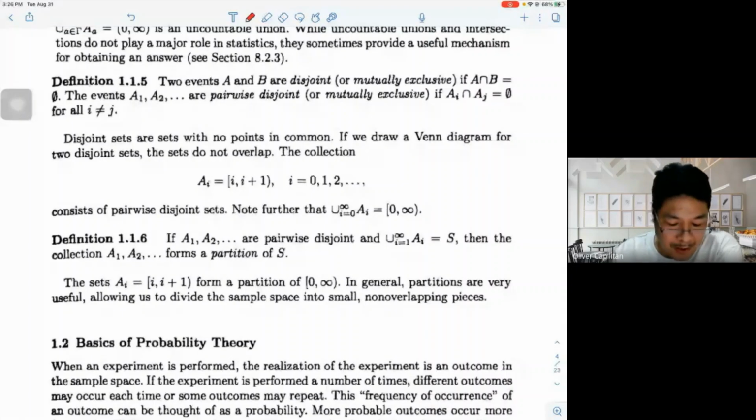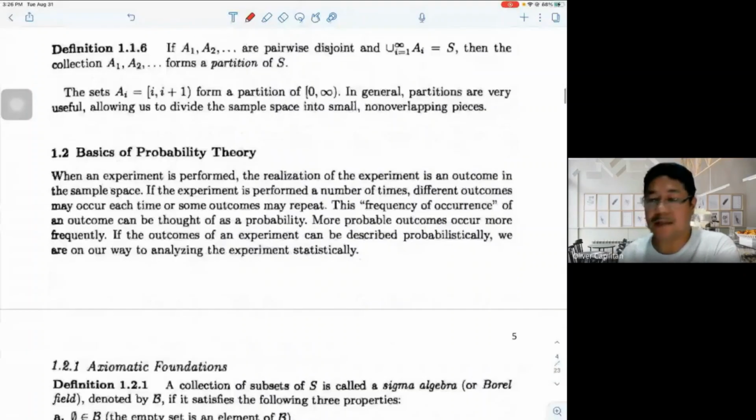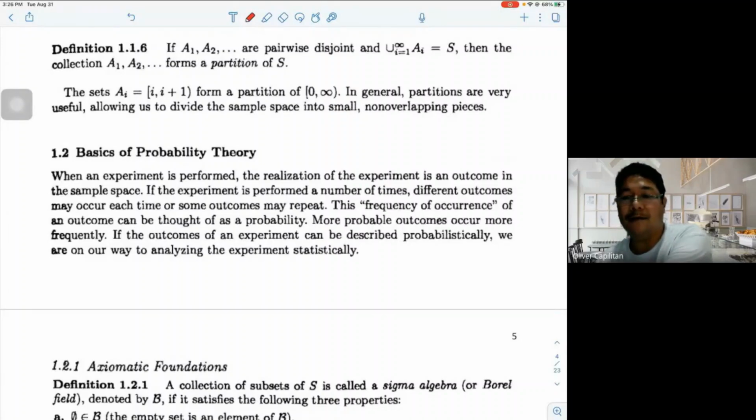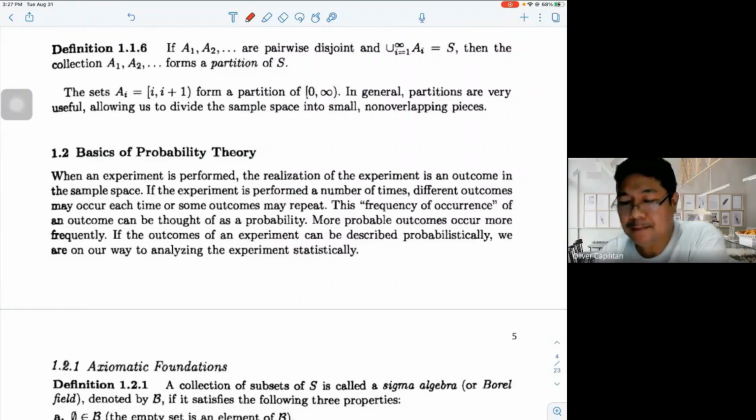So now we're going to proceed to the next section. We have the basics of probability. By the way, before I proceed, can anybody here define probability? What do you think is a probability? Guys?